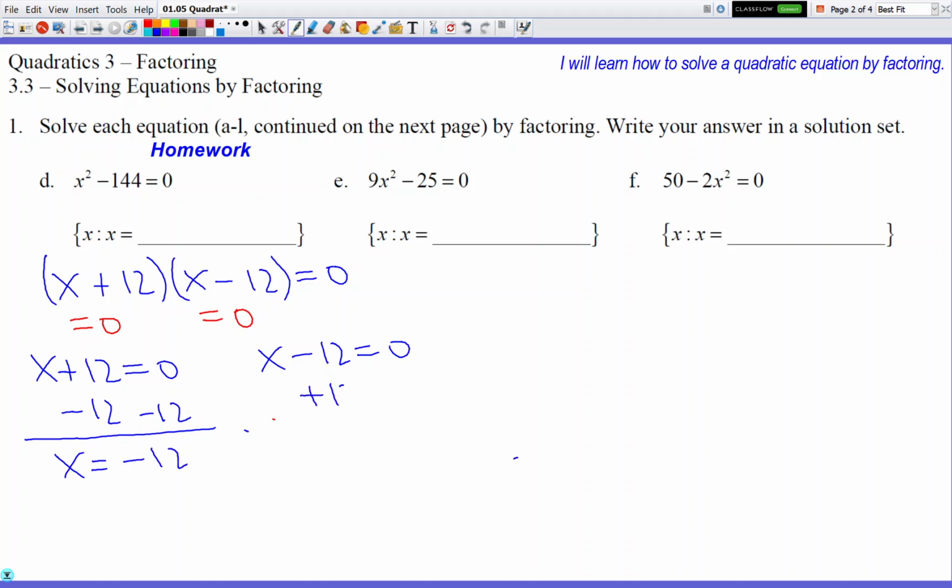And this would add 12 both sides, and we're going to get x equals 12. So my two answers are negative 12, comma 12. Okay, so pretty straightforward.